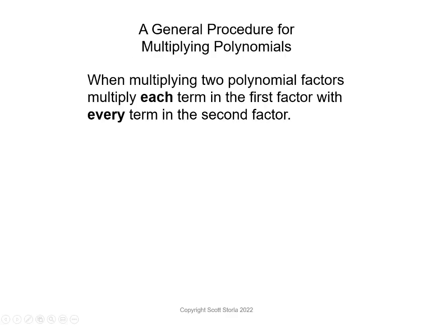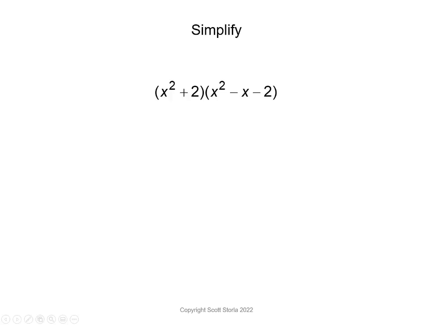In this video, I'm going to discuss a general procedure for distribution. It's not necessary for you to learn two different methods for multiplying polynomials. It turns out that foiling is just a special case of this idea. So the idea here is that we're multiplying two polynomial factors, and we're going to multiply each term in the first factor to every term in the second.